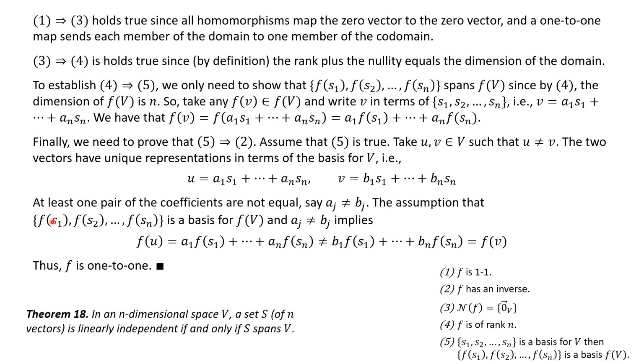The assumption that this set here is a basis for F of V and aj doesn't equal bj implies that F evaluated at u, equaling this set, does not equal F evaluated at v, being this set here, because of the inequality and the uniqueness of representing something in terms of a basis, which we assume from 5. So thus F is 1-to-1, because we've had u not equal to v implies F evaluated at u is not equal to F evaluated at v. Okay, so that completes the proof.